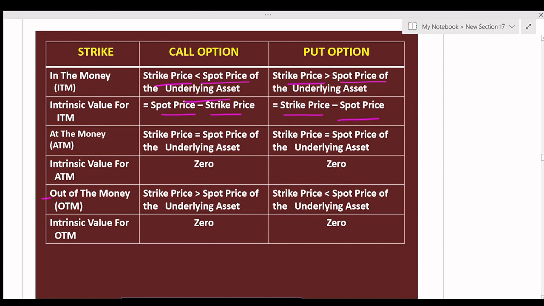At the money, both are equal. Strike price is equal to spot price, so intrinsic value will be 0 here, and in the put option it will also be 0. The out of the money situation arises if the strike price is greater than the spot price in a call option, and the intrinsic value will be 0. And in a put option, if the strike price is less than the spot price, then the out of the money situation arises and the intrinsic value will be 0.